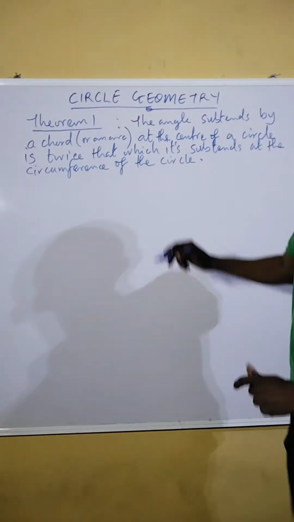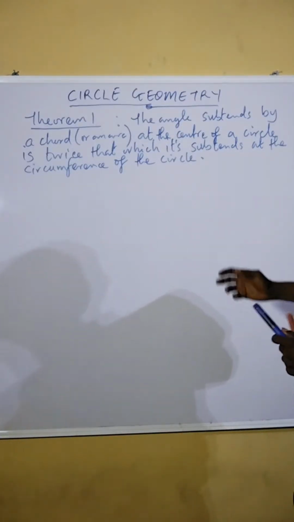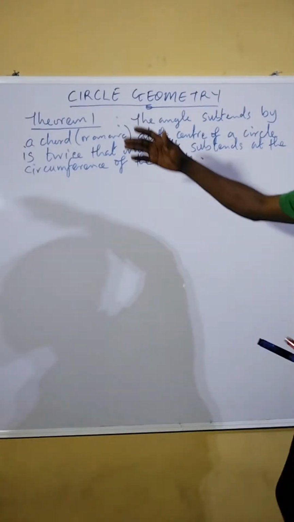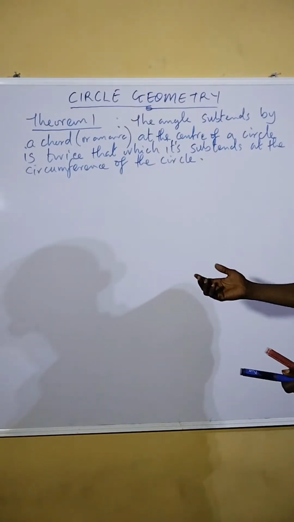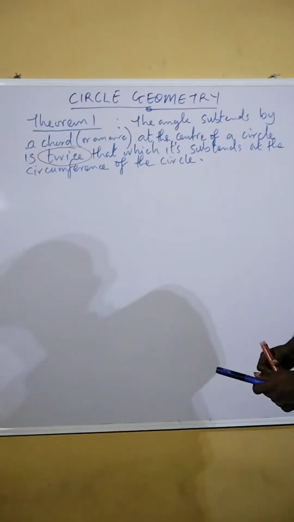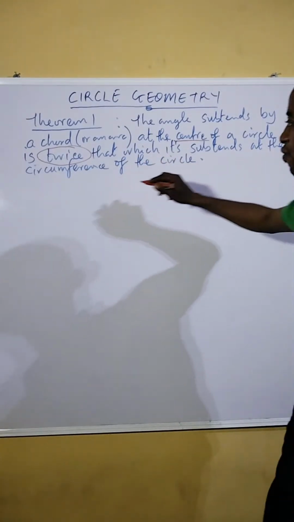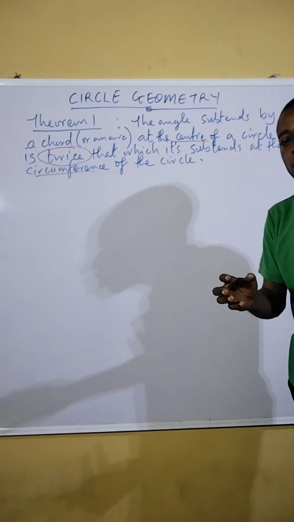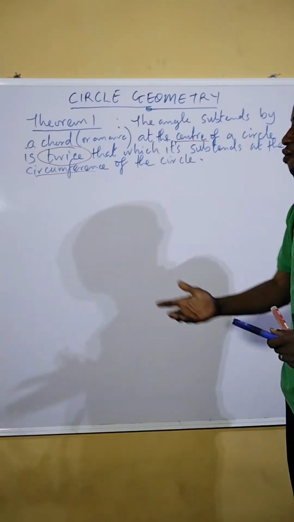Now, this theorem is an interesting one. Let's look at the words in the theorem. You say the angle subtended. The word subtend is not new to us again; it's the same thing as the word formed. By a chord, a chord is not new to us again, or an arc. At the center, also the center of a circle is not new to us. Now, it's twice. Look at it. This is a keyword. The angle at the center is twice that which is obtained at the circumference. In other words, the angle at the center is double. The word twice means double or times 2. So the angle at the center is times 2 that of the angle at the circumference.